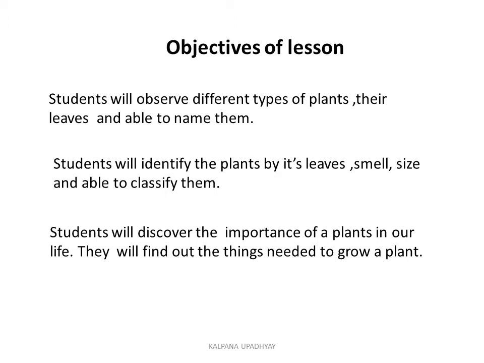Objectives of the lesson. A student will observe different types of plants, their leaves, and be able to name them. They will go out in any garden or on the road or their surroundings and observe different types of plants and their leaves. A student will identify the plants by their leaves, smell, size and be able to classify them. A student will discover the importance of plants in our life. They will find out the things needed to grow a plant.